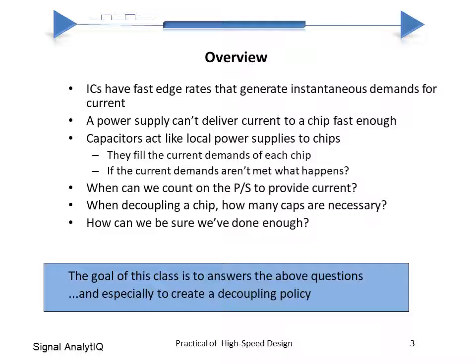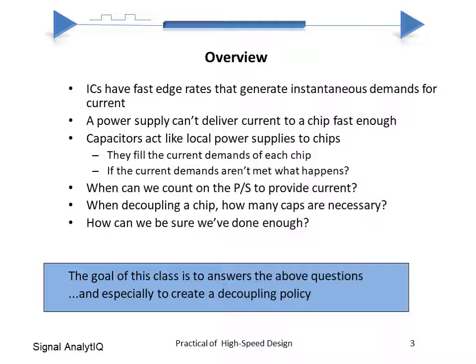Today's ICs have very fast edge rates that can generate instantaneous demands for current. A power supply used on the board can't deliver current to a chip fast enough, as stated above. These capacitors act as local power supplies to the chip when you place them on the board near the chips, and this in turn fills the current demands of each chip while it is operating.